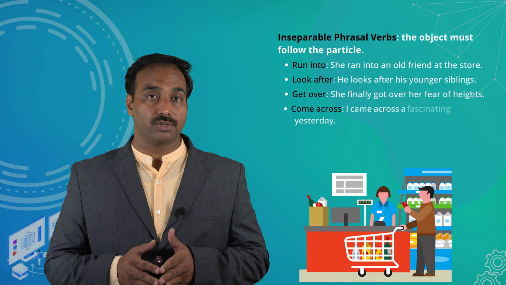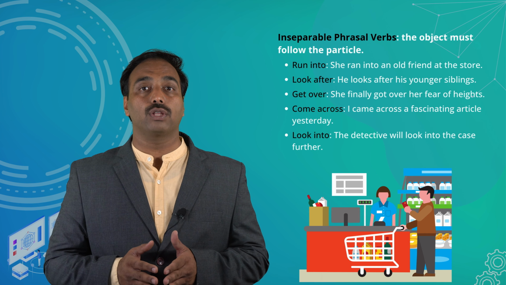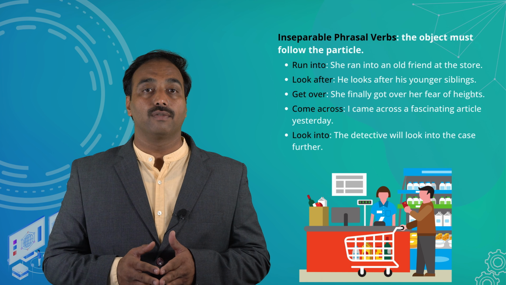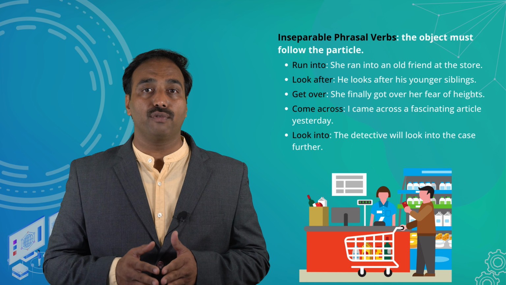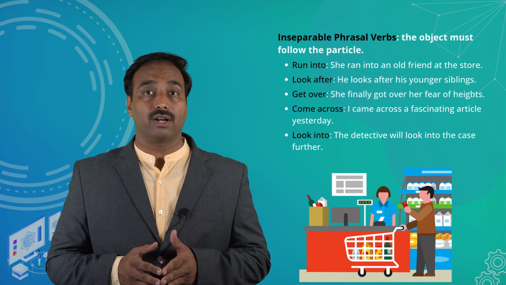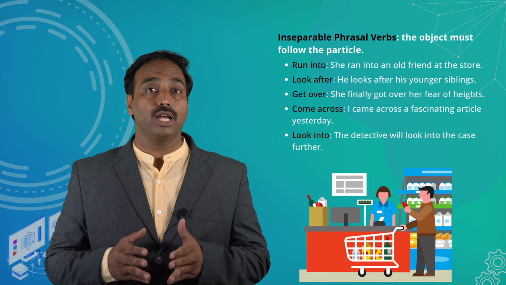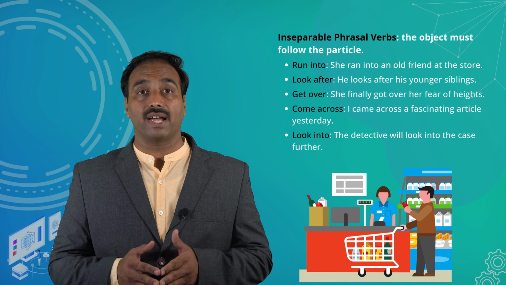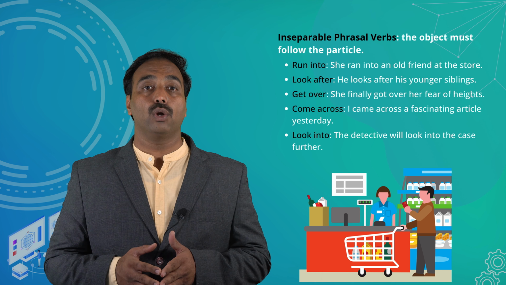Inseparable phrasal verbs. In inseparable phrasal verbs, the object must follow the particle. The verb and particle cannot be separated. For example, run into. She ran into an old friend at the store. Look after. She looks after her younger siblings. Get over. She finally got over her fear of heights. Come across. I came across a fascinating article yesterday. Look into. The detective will look into the case further.